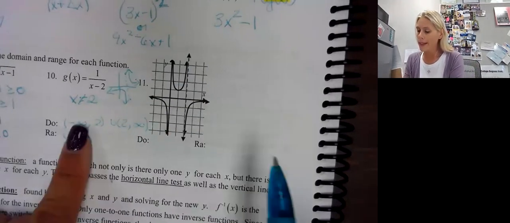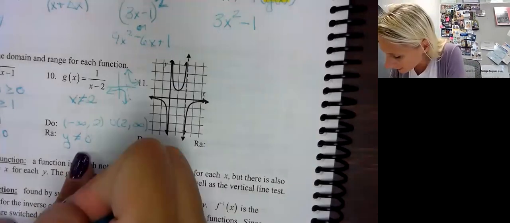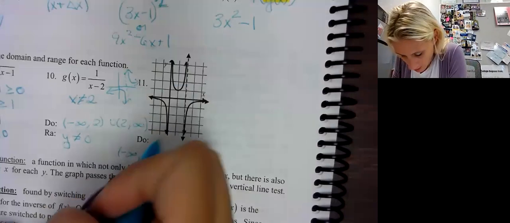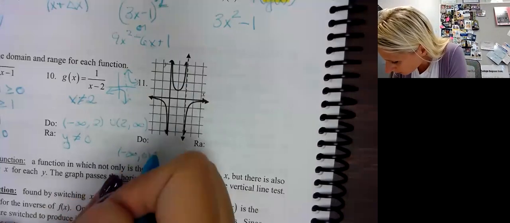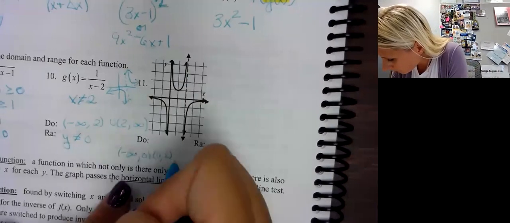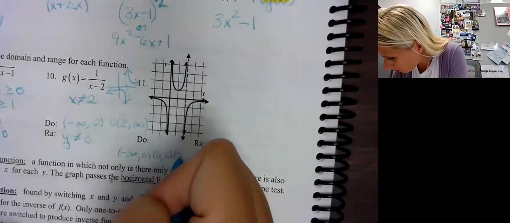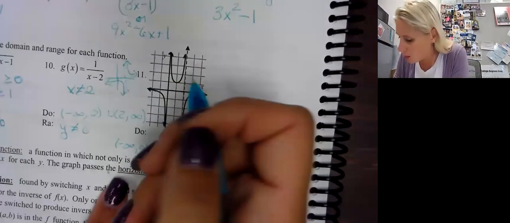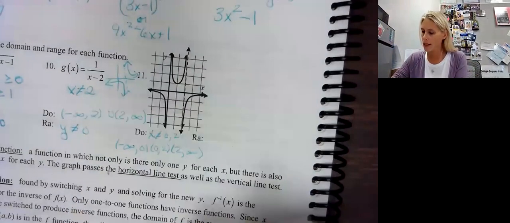For domain, we can either put it in as it goes from negative infinity to 0, 0 to 2, 2 to infinity. Or we could have just said the domain will not be 0 or 2, right? Because those are asymptotes right there.